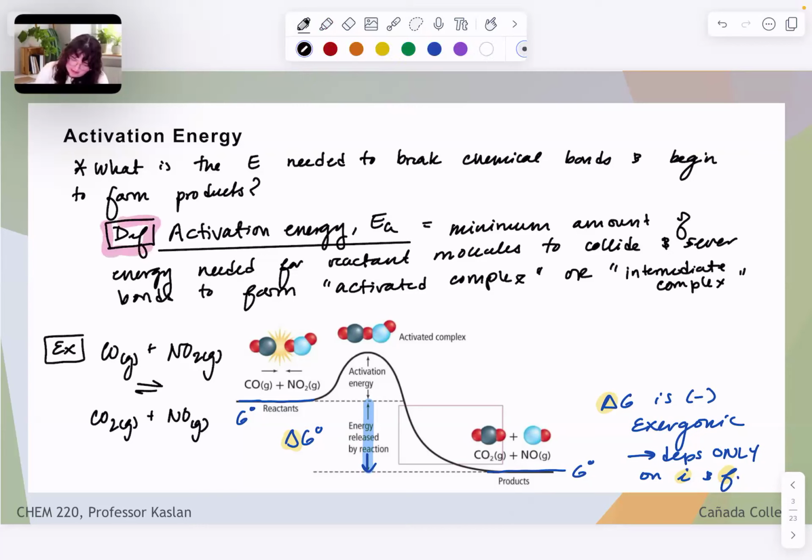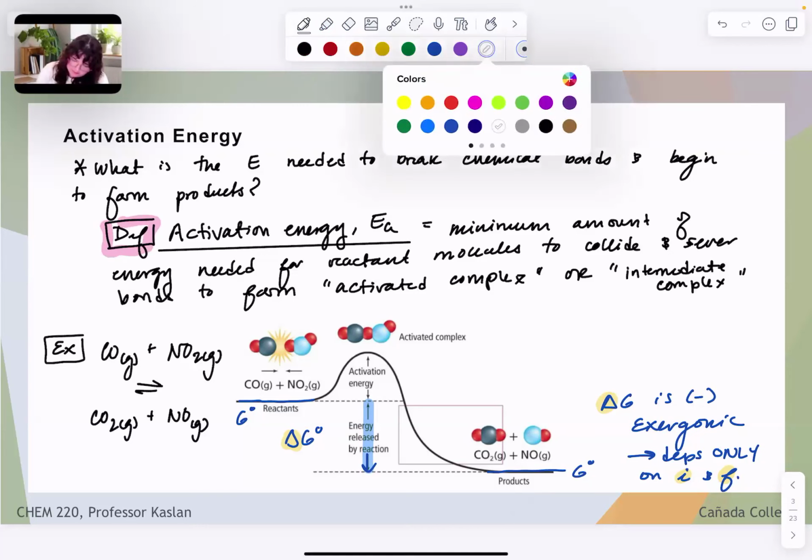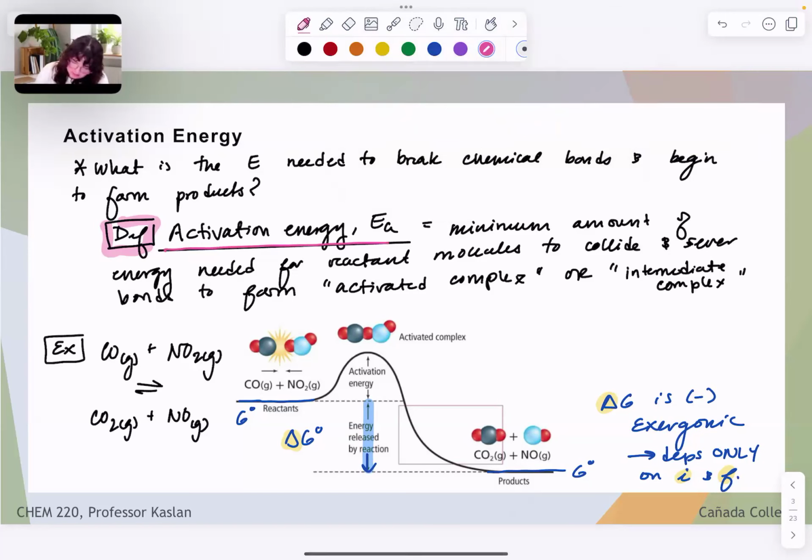The activation energy is the amount of energy that is needed, like this little amount of energy here, this rise. Meaning the difference between our reactant energy state and the most unstable state of the reaction, that's the activation energy.